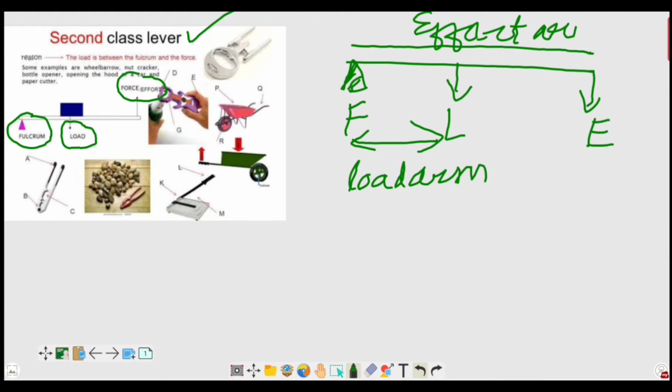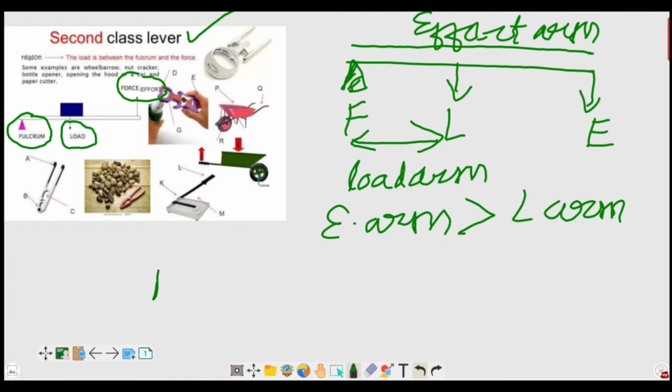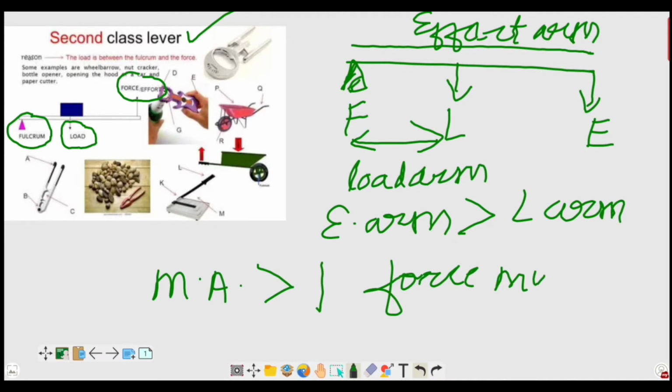What have you observed in this case? Always effort arm will be greater than load arm. This indicates that MA in this case is always greater than 1. So, class 2 lever always act as a force multiplier. Understood? So, whenever the example of force multiplier is asked, class 2 lever is always a force multiplier.